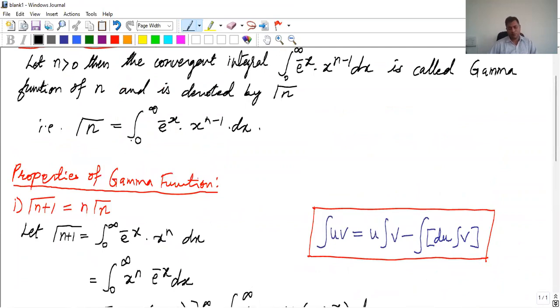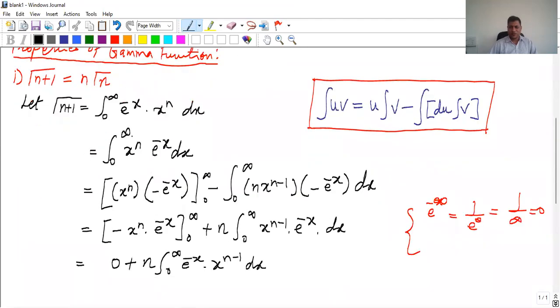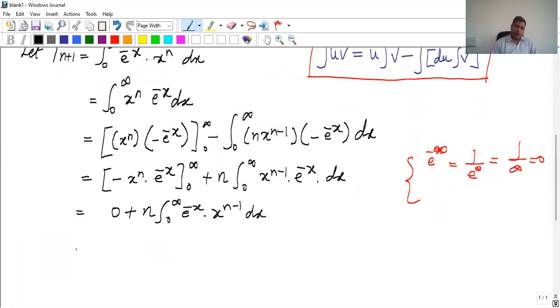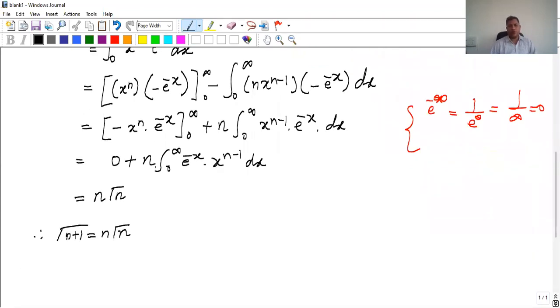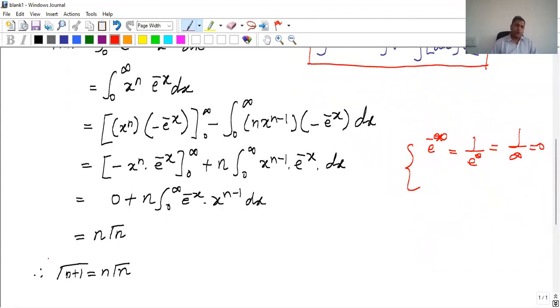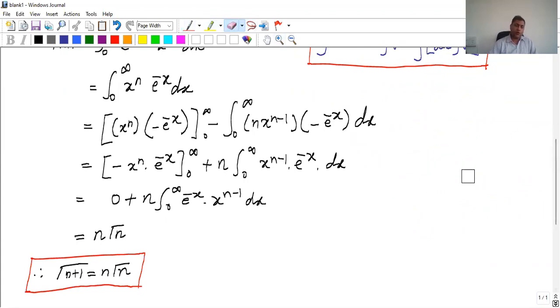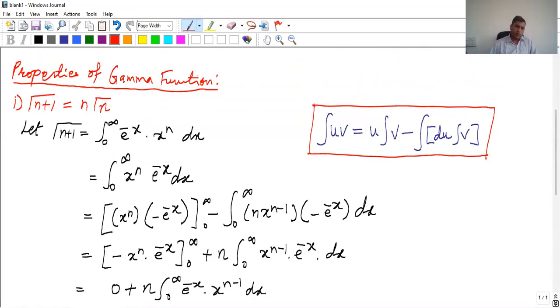What is it going to be? Gamma function. This is going to be gamma. So we can write this as n into gamma n. So what we proved is that gamma n plus 1 is equal to n into gamma n, and this is what we wanted to prove. And so we proved the first property, that gamma of n plus 1 is equal to n into gamma n. So here we got this property.